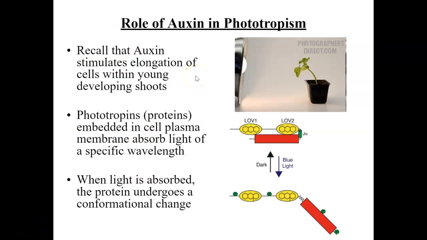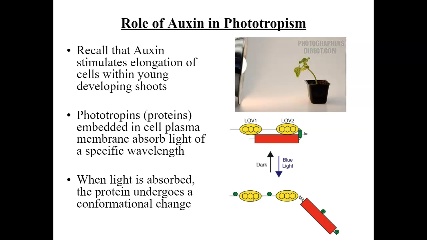Auxin plays a major role in phototropism, and this is a pretty complicated process. We already know that auxin is going to be used in elongation of developing shoots, right? So we've talked about that process already. But this is how light is also going to be involved in that particular response.